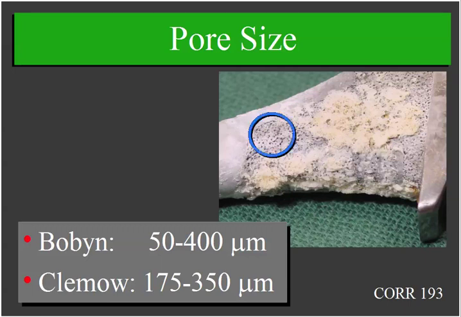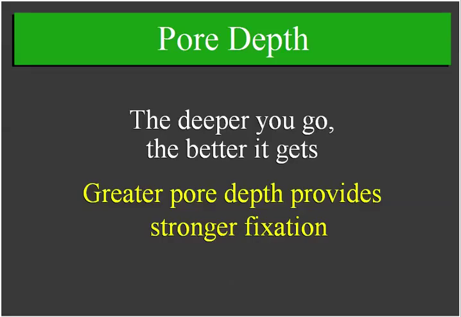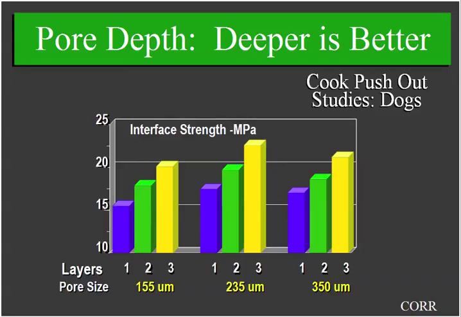Pore depth is important. The deeper you go, the better it gets. You get more interdigitation. You get a stronger bond, and that makes logical sense. If you look at this study by Cook, different pore sizes but different depths of the pores, 2 beads deep, 3 beads deep. In each one of those series, the deeper you go, the stronger the bond.